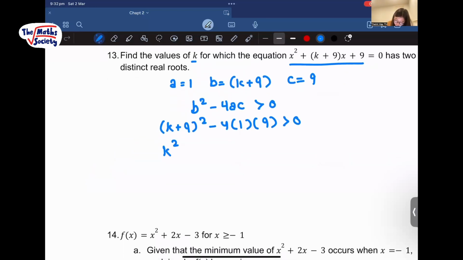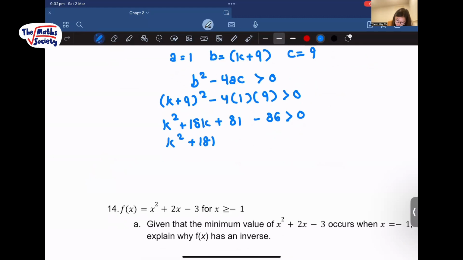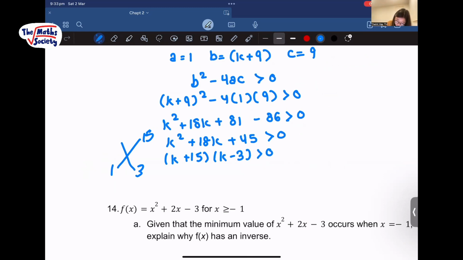Yep. k squared plus 18k plus 81 minus 36 is greater than 0. So we have k squared plus 18k plus 45 greater than 0. And we'll have 45 as 15 and 3 again. So we'll have k plus 15, then k minus 3, which will be greater than 0. k less than minus 15, or k greater than, oh wait, it has to be plus 3, because this one is plus, plus. Yep, sorry about that. So k greater than minus 3, yep.